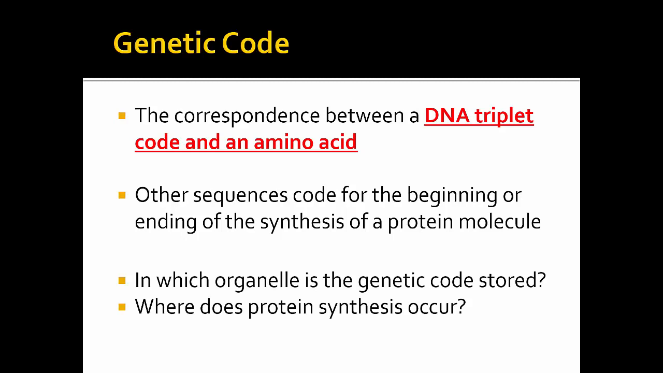So in which organelle is the genetic code stored? That would be the nucleus. And where does protein synthesis occur? That is in the ribosome. The ribosome is out in the cytoplasm, not in the nucleus. We'll talk a lot more about this in the next lecture on transcription and translation.